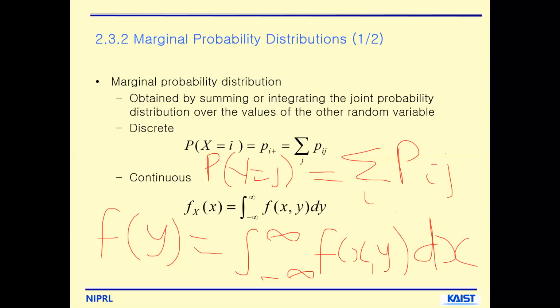Look at that. If I'm looking for the marginal distribution of y, I'm actually going to integrate the joint density over the range of x, which means I'm eliminating x. And if I want to get the marginal distribution of x, then I'm going to integrate the joint over the range of y. That's what we call marginal.